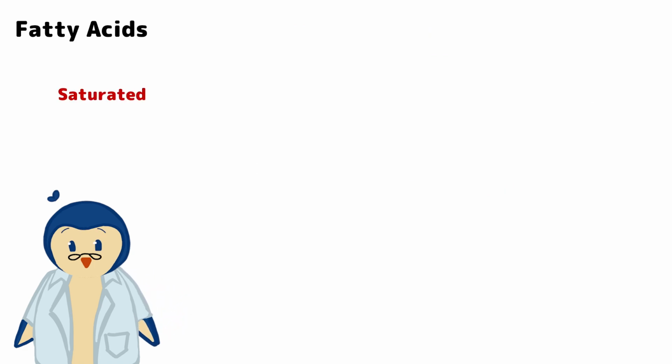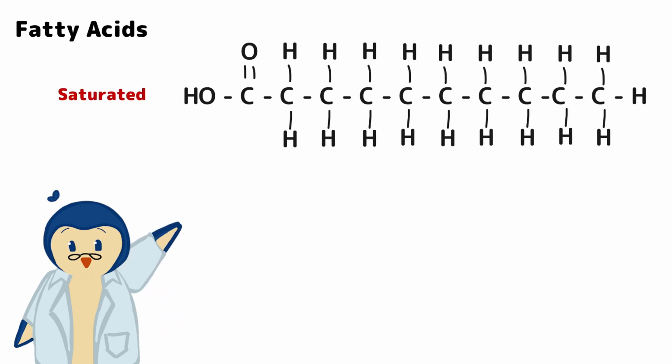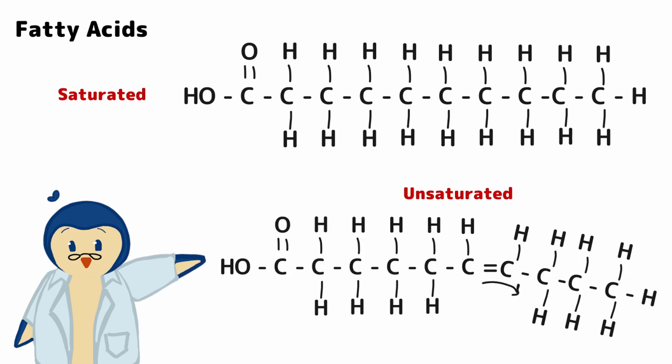And also, fatty acids can be differentiated into two groups, which are called saturated or unsaturated. Saturated fatty acids have all of the hydrogens bound to the carbon atoms, so they do not have any kind of double bonds. Now, in unsaturated fats, we have a double bond, which causes a fatty acid molecule to bend.